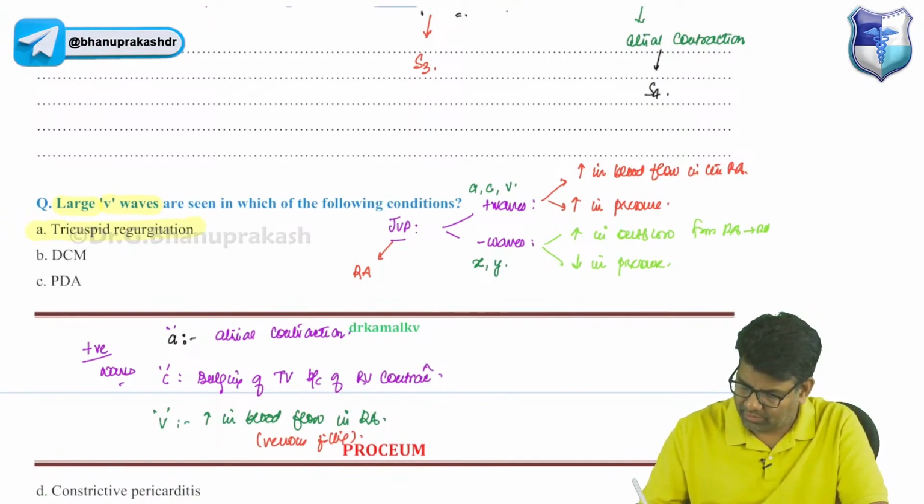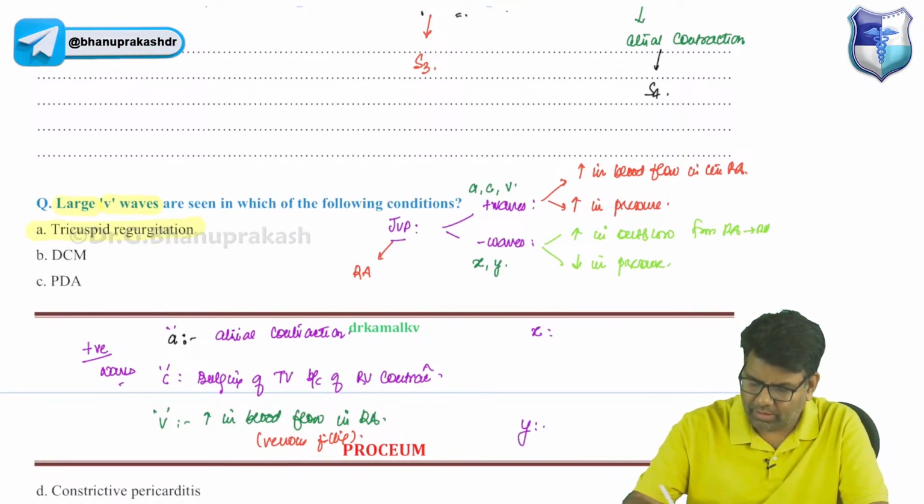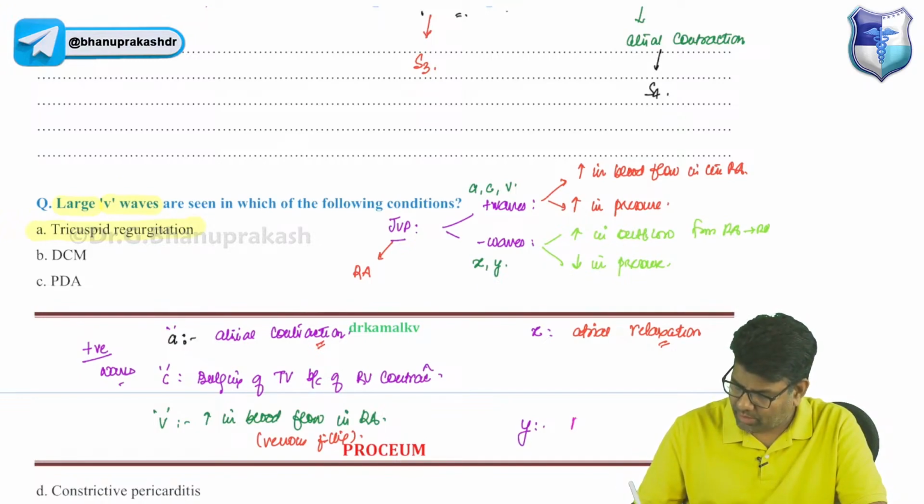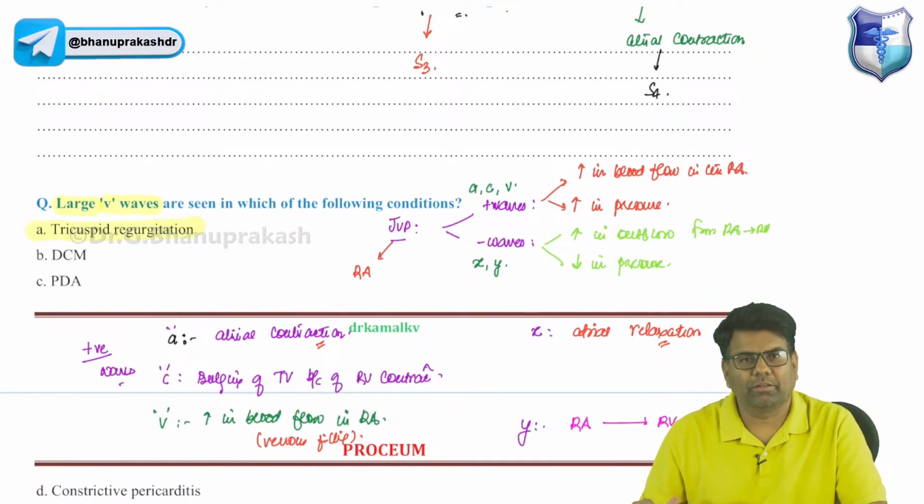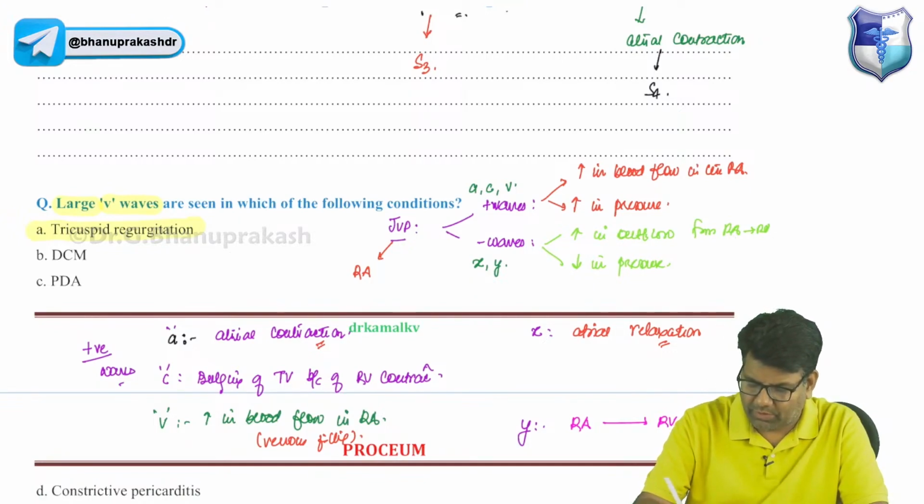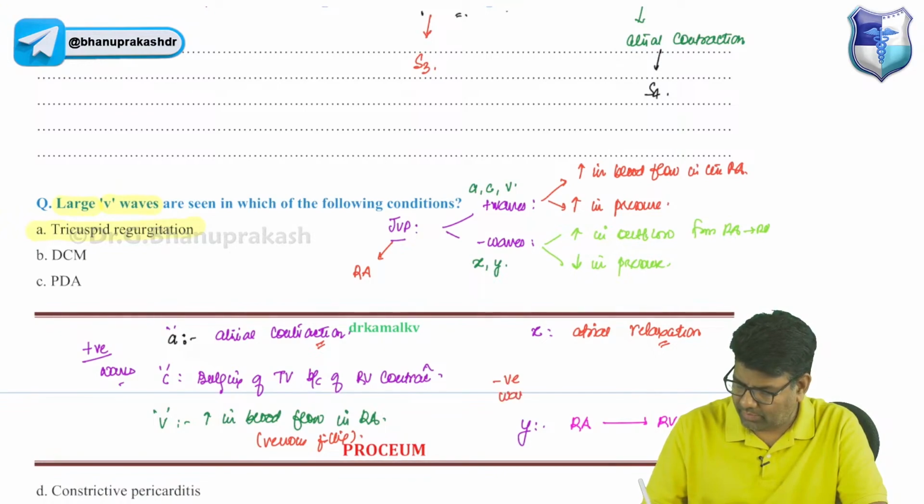Now we'll go to the negative waves, X and Y. X is because of atrial relaxation, right? If there is contraction, there has to be relaxation. And the Y wave is because of flow of blood from the right atrium, right? Clear? So this is the description for the waves of JVP. Of course, these are the negative waves.